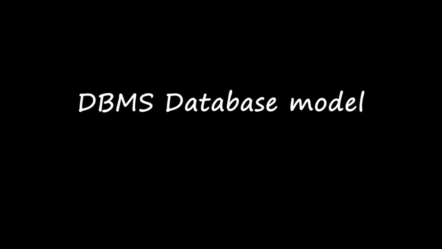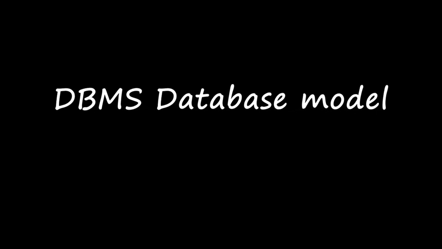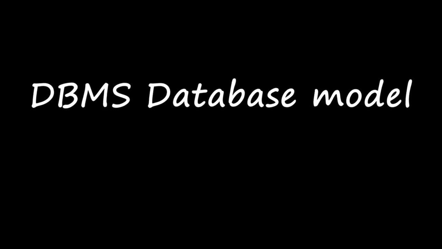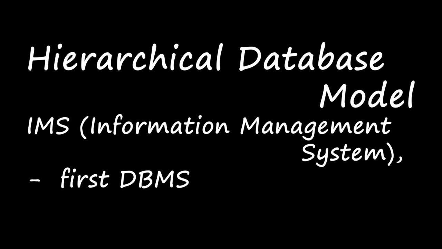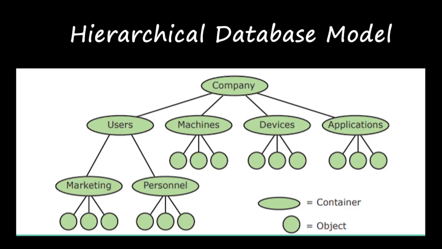Okay, next one is DBMS database models. Here we have the hierarchical database model, network database model, relational model, and object oriented database model. Okay, let's see them in detail. First one is the hierarchical database model. The famous hierarchical database model was the Information Management System, that is IMS. In this model, each record holds information in a parent-child relationship like a tree structure.